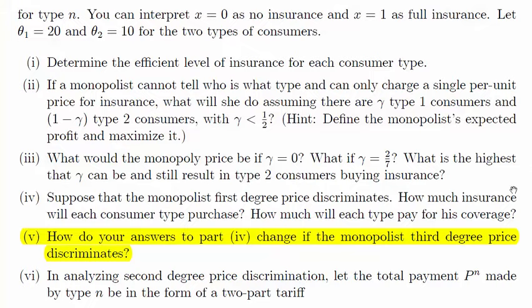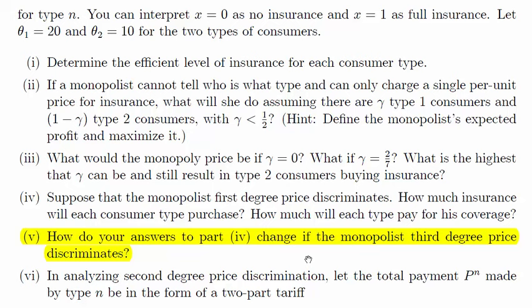Okay, so this is the solution to part 5 of problem 4 of the review tutorial. The question is, how do your answers to part 4 change if the monopolist third degree price discriminates? So instead of using the first degree price discrimination, we use the third degree price discrimination.